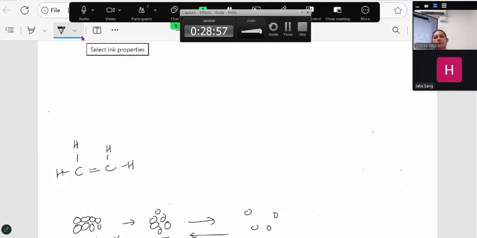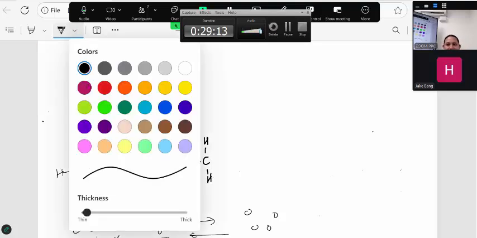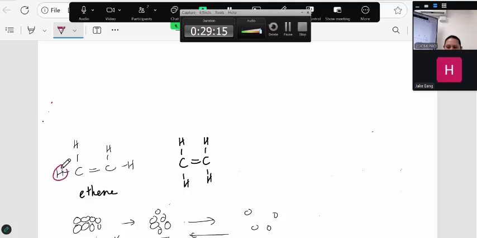Who is this? Ethene. Okay, if I draw ethene like this and I draw ethene like this, is it the same? Yes. I'm just taking this hydrogen and putting it down. I'm taking this hydrogen, I'm just pushing it down. It's exactly the same. So this is ethene, this is also ethene.